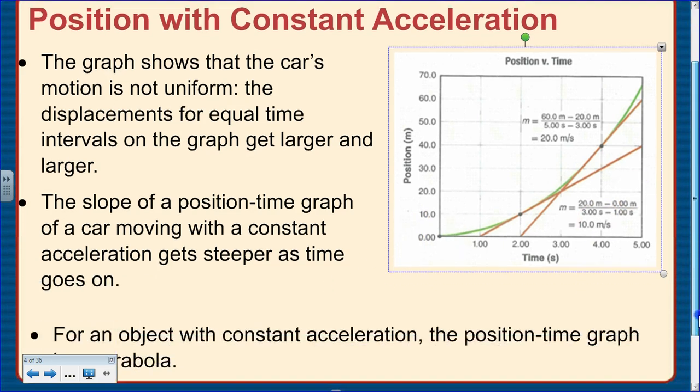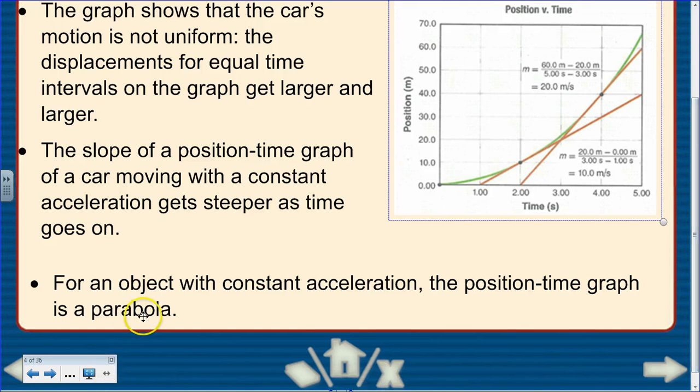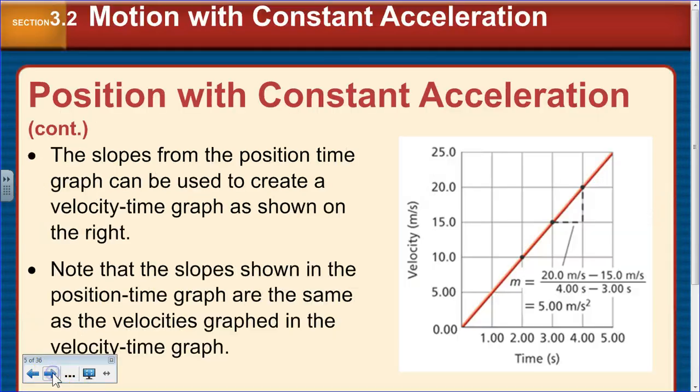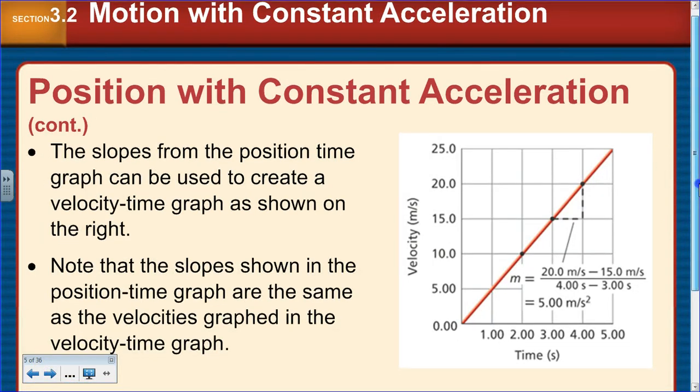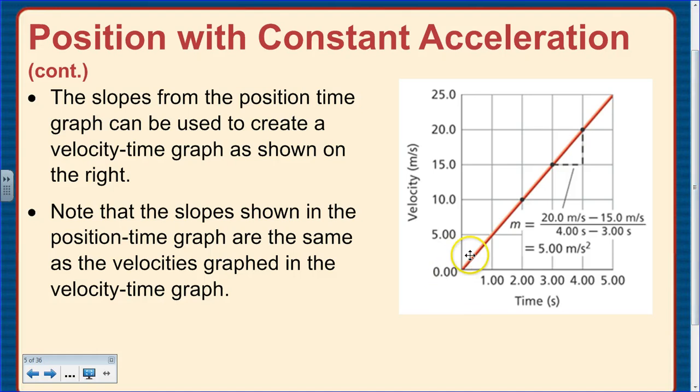If we graph this, we have an object with constant acceleration. This is a position-time graph and this is a parabola. Now if we graph its slope, something kind of cool happens. We end up with a straight line. I think it's cool anyway.